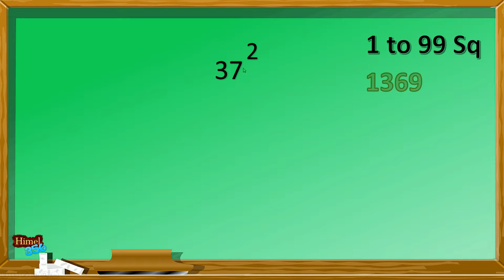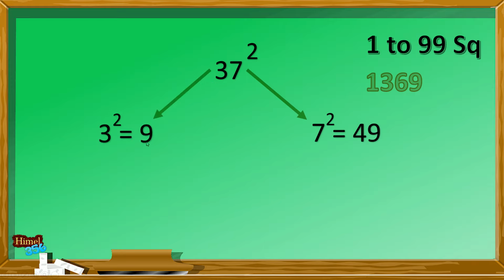It's really simple. So we have 3 and 7. First we need to get the square of 7. So square of 7, 49. Then we need the square of 3. So square of 3, 9. Then we will multiply between them. So 3 into 7, 21. 21 into 2 equals 42. 3 into 7 into 2, 42.